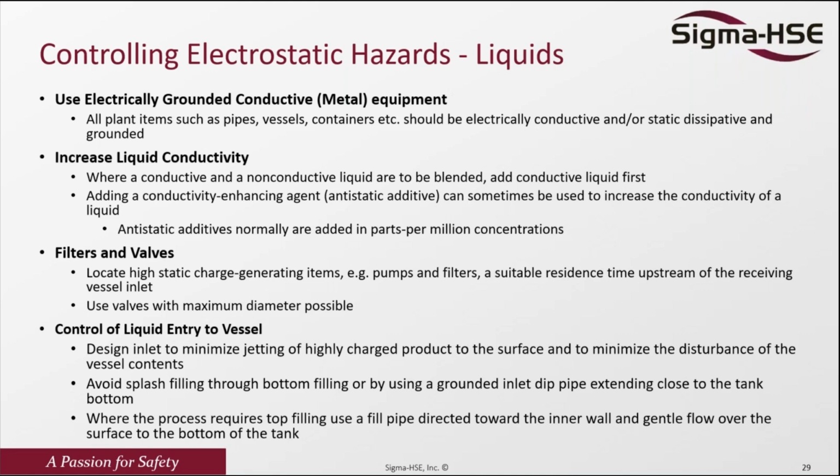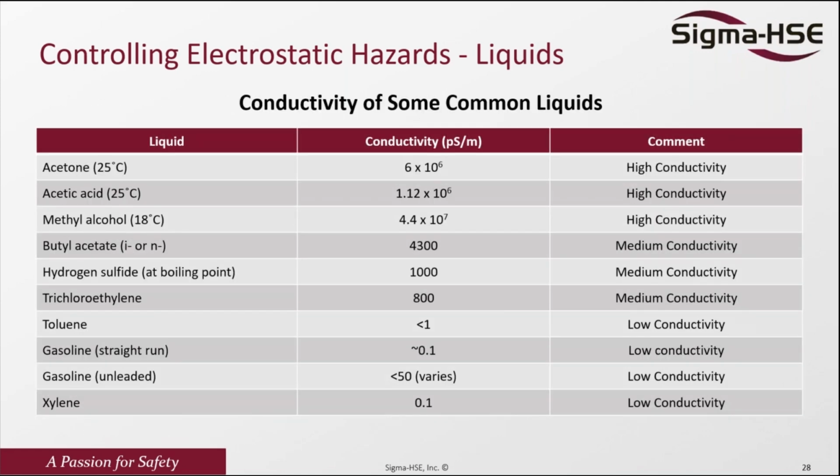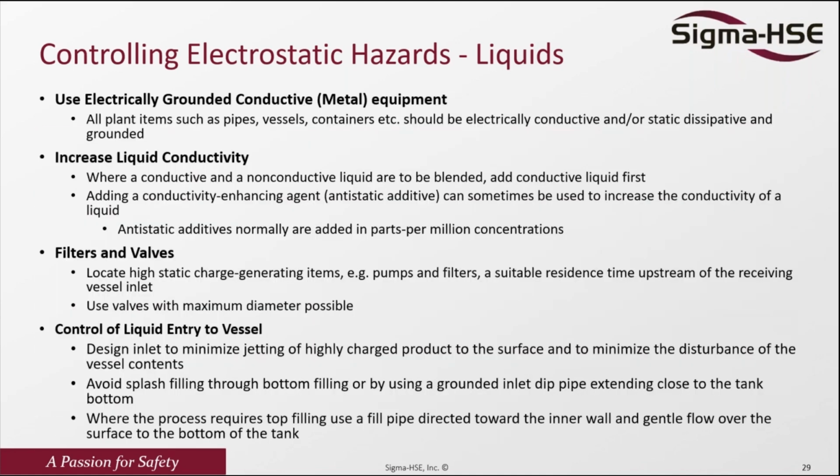So as I said, if you're using a drum, this is electrical metal equipment which needs to be bonded and grounded. So all plant items such as pipe, vessel, container should be electrically grounded, or we need to use static dissipative material so that every charge accumulation could be discharged or dissipated to the ground. Second is we need to increase the liquid conductivity. So if, for example, you have this liquid here, if it is low liquid conductivity, you can add anti-static additive to increase the conductivity of the liquid.